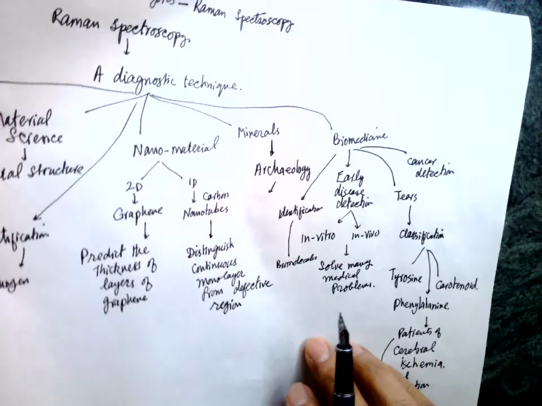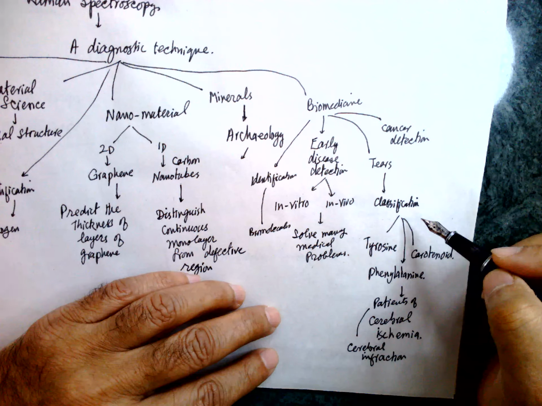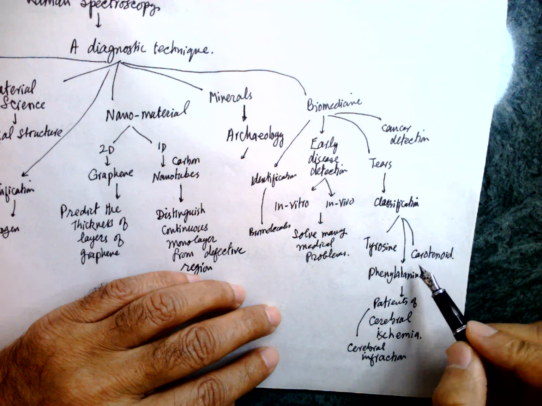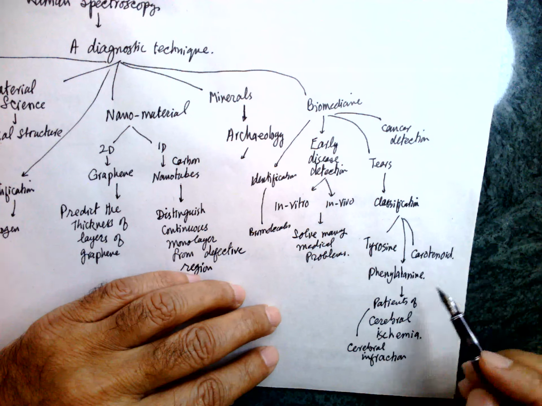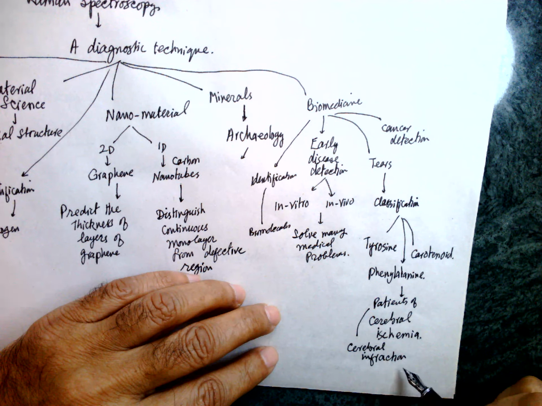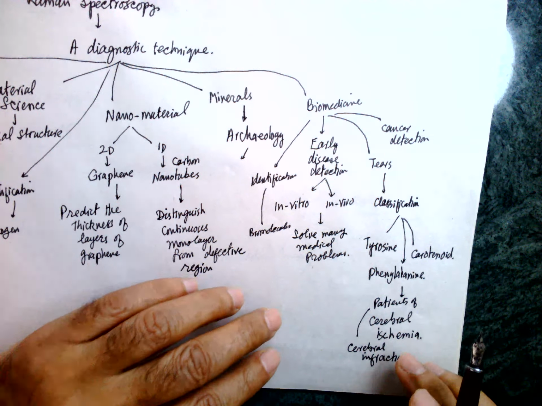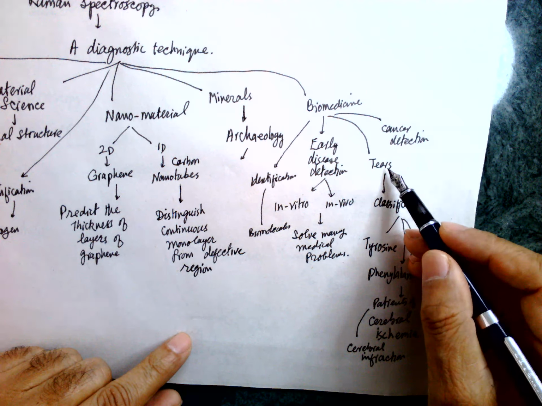And also in biomedicine, it's cancer detection, and also in tears, with Raman we can make the classification of tyrosine, carotenoid and phenylalanine. For patients with cerebral ischemia and cerebral infarction, we can find the identification of these patients based on the tear analysis using Raman spectroscopy.